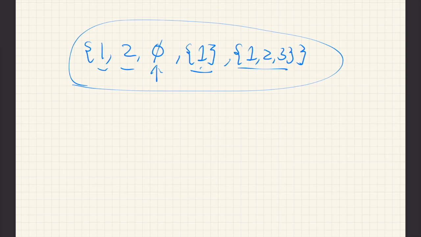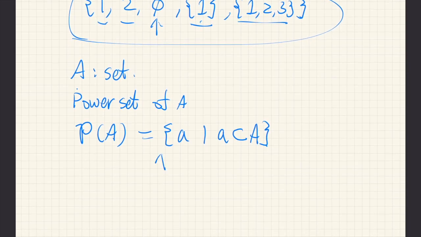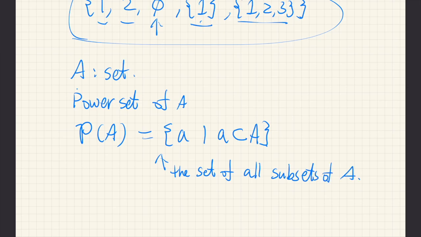So anyway, this is a valid set, and for every set A, any set A, we can define the set of all subsets of A, and that is called the power set of A. So the power set of A is defined as this: the set of all elements that are subsets of A. Okay, so this is the set of all subsets of A. And sometimes the power set is written as 2 to the power of A. The reason will become apparent later.